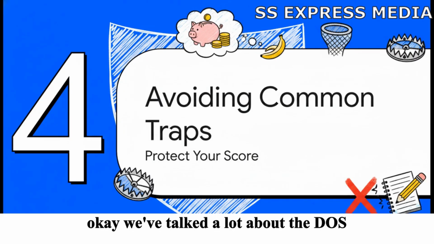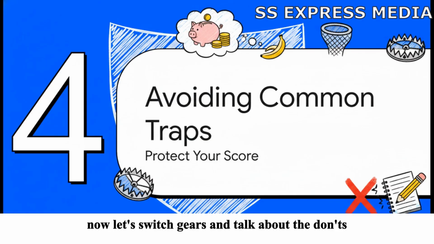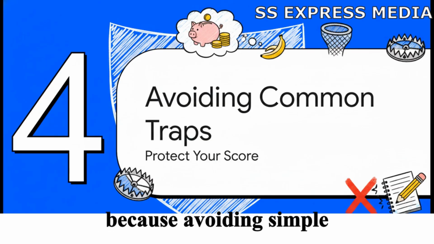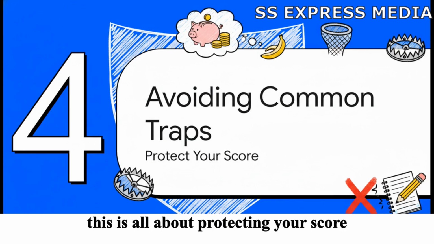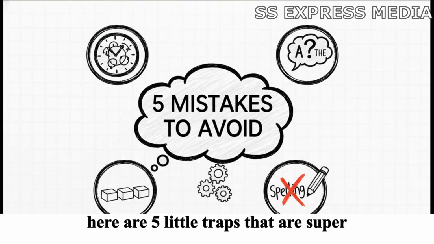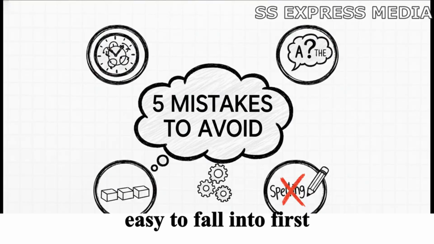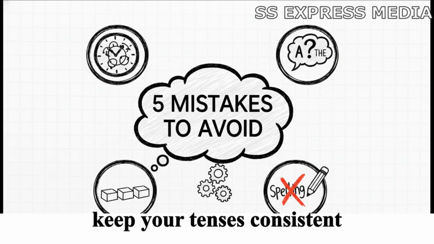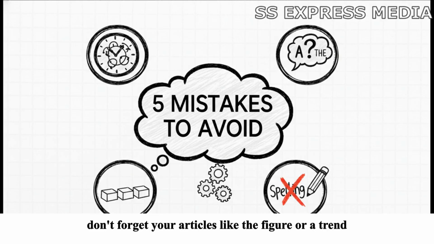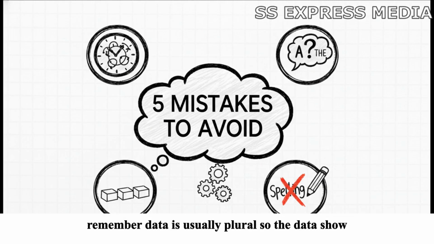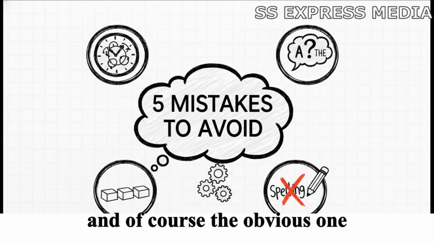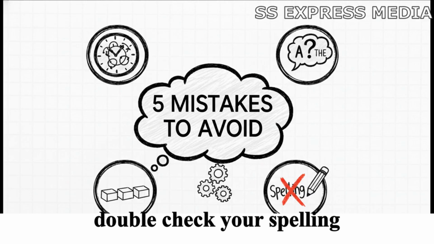Okay, we've talked a lot about the do's. Now let's switch gears and talk about the don'ts, because avoiding simple, silly mistakes is just as crucial as using all those fancy structures. This is all about protecting your score. Here are 5 little traps that are super easy to fall into. First, keep your tenses consistent. Second, don't forget your articles like the figure or a trend. Third, subject-verb agreement. Remember, data is usually plural, so the data show, not shows. Fourth, don't write a whole report of short, choppy sentences. And of course, the obvious one, double-check your spelling.